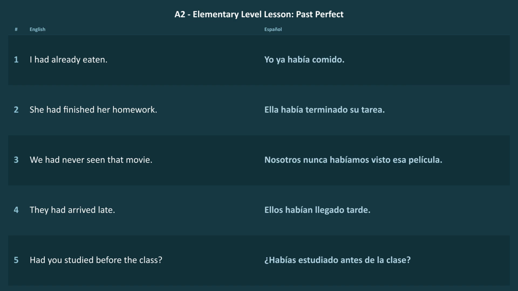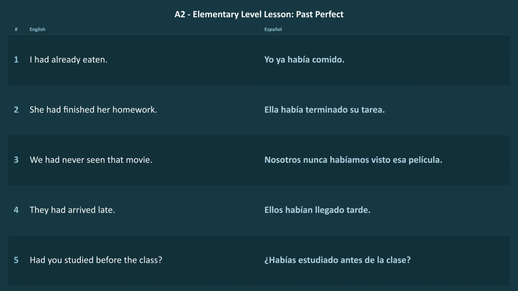So here's the core idea one last time. Past perfect in Spanish equals imperfect haber plus past participle. Había comido, habías estudiado, había terminado, habíamos visto, habían llegado. Earlier past action. That's the heart of it.